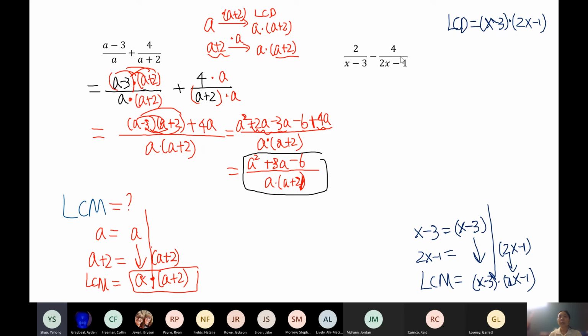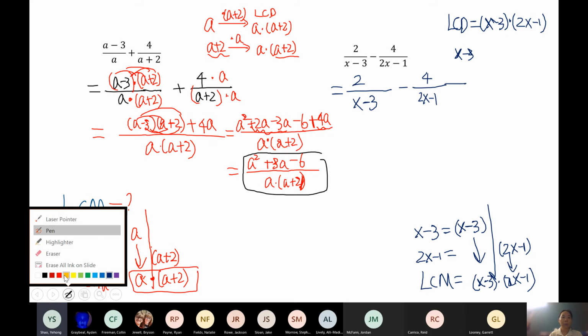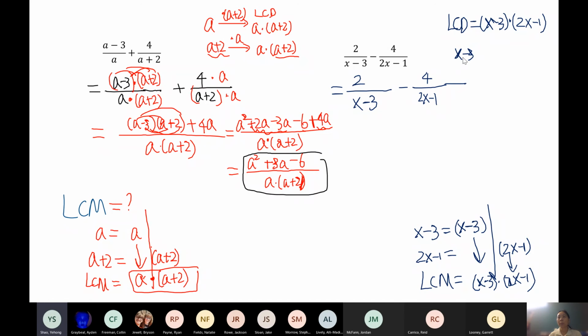All right, so let's go ahead and see how we get. So the first denominator is this. Let me copy this down here and copy it one more time. 2x minus 1. So we are going to change the first denominator, x minus 3, to that least common denominator. So as you can see, we're missing that. So that's why we're going to multiply 2x minus 1 and 2x minus 1.